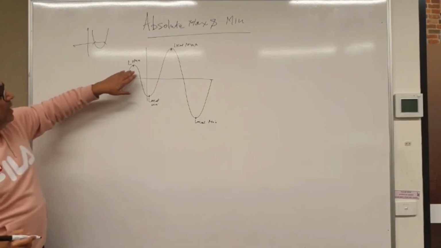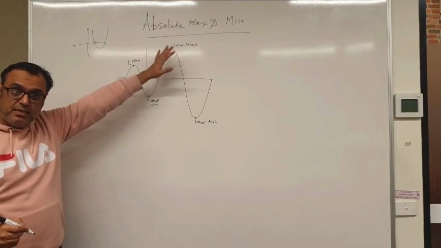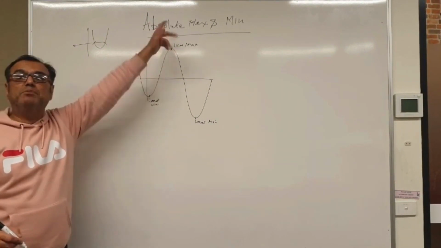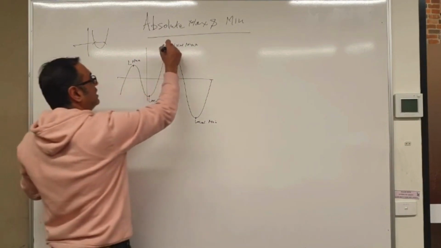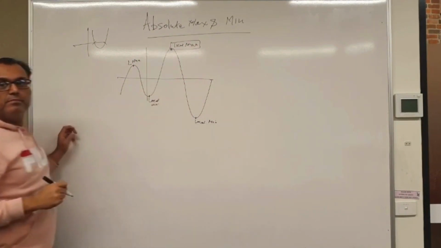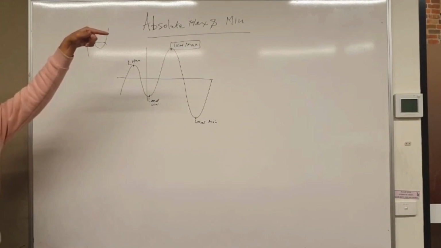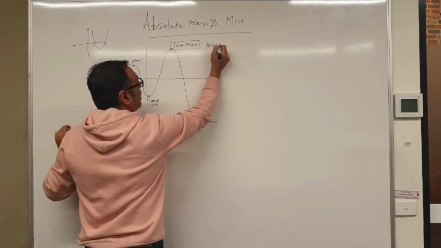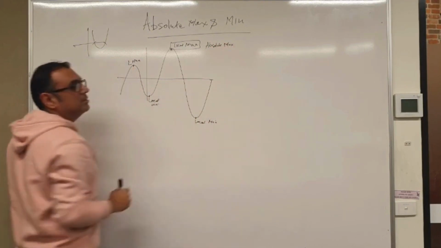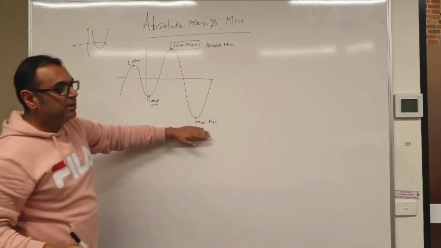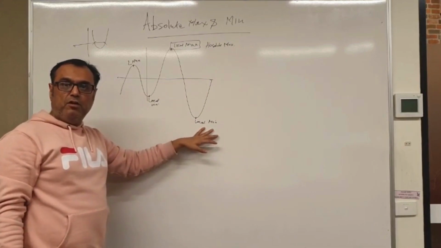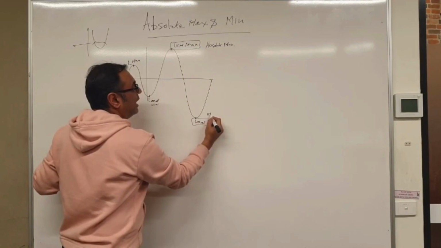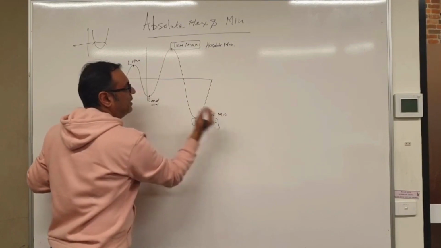But then if I look at the maxes, the maximum of the maxes is called the absolute max, which in this case is this point. The highest point of your curve is called the absolute max. And similarly, the minimum point of your graph is called the absolute min, number 1.